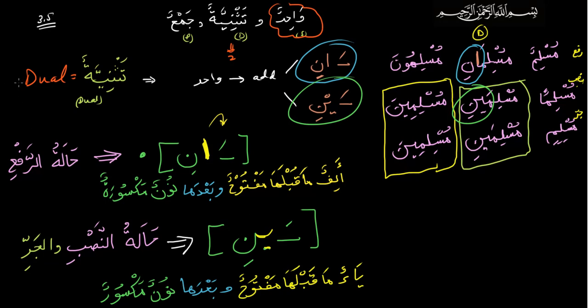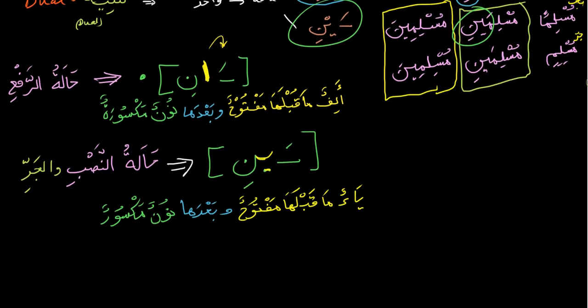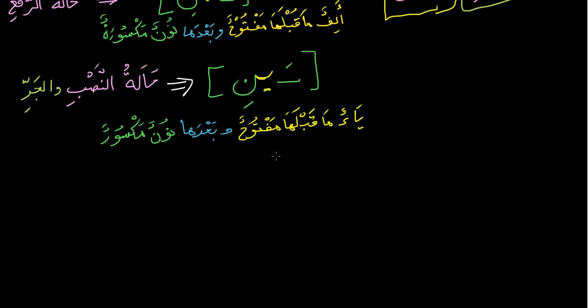Plural is a noun which denotes more than two. We don't talk about plural in this section. There's only one comment being made, that the noon of a tasniya and the jama. Oh, this is a note. So we'll make a note of this. There is only one note here actually.